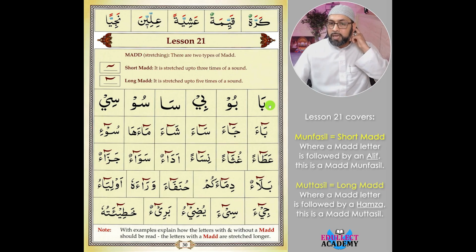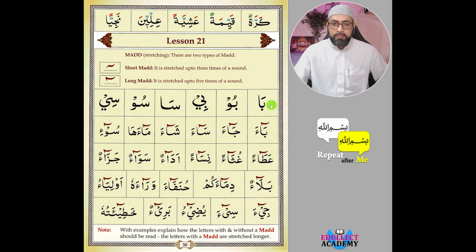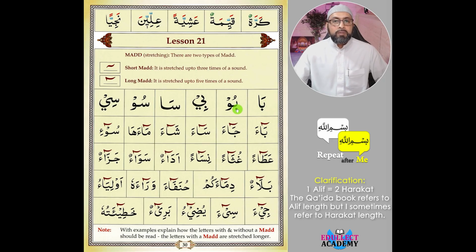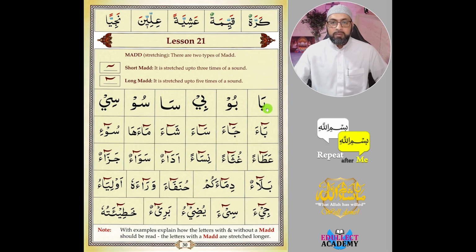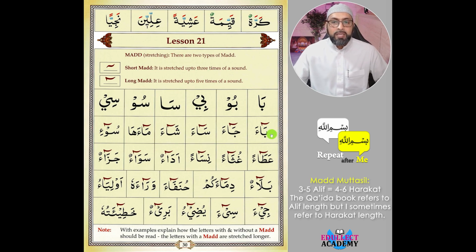So if you wanted to write the name of these mad, again these are mad asli. So these are 2 harakat or 2 beats long. So let's recite them now. Bismillahir Rahmanir Rahim. Ba. Repeat after me, please. Bu. Bi. Sa. Su. Si. So those are mad aslis. I hope that's clear, and we've done these before, so you should be familiar with them. Now we move into the new.